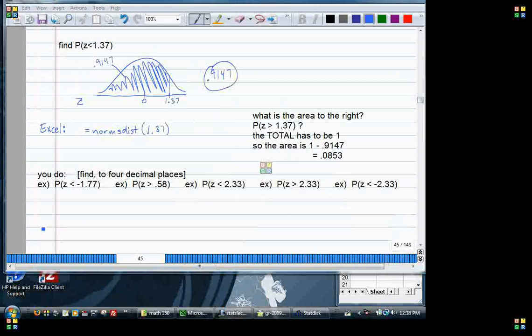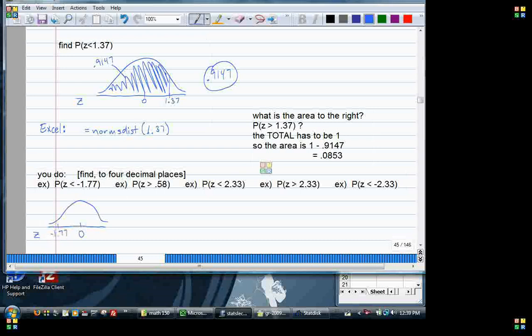So how do we draw this picture? You draw your curve. And how do we label the picture? Where does 0 go? 0 goes in the middle for what? That's a z-score. So make sure you're labeling z. Next, what else do we need to label? Z-score negative 1.77. And what else do we put on the picture?